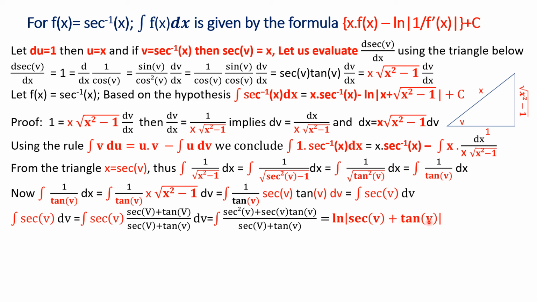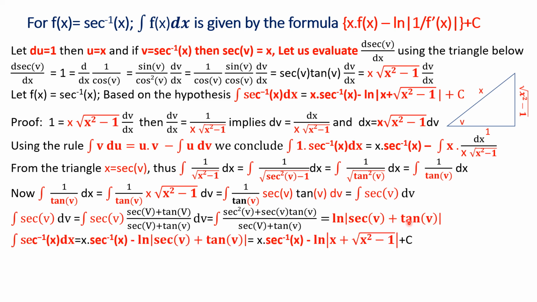Now we have to put back the values of sec of v and tan of v. So our integration of sec inverse of x dx equals x sec inverse of x minus ln of sec of v plus tan of v. But we know that sec of v is equal to x from the triangle, and we know that tan of v is equal to square root of x squared minus 1, absolute value, and ln. That's plus x.